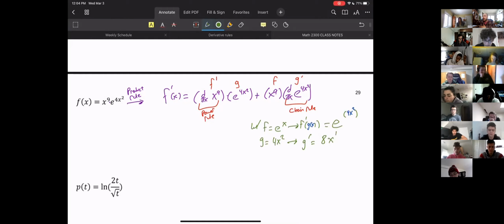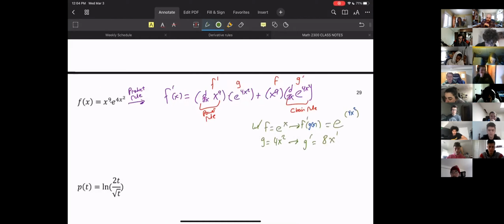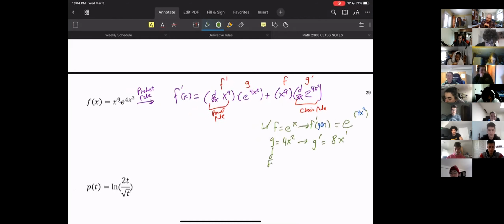And so this is that chain rule part, right? Just to summarize, when we think about taking the derivative of e to the 4x squared, we get 8x, or let me write it the other way. We get f prime of g of x times g prime. So that's going to be the component inside the chain rule.